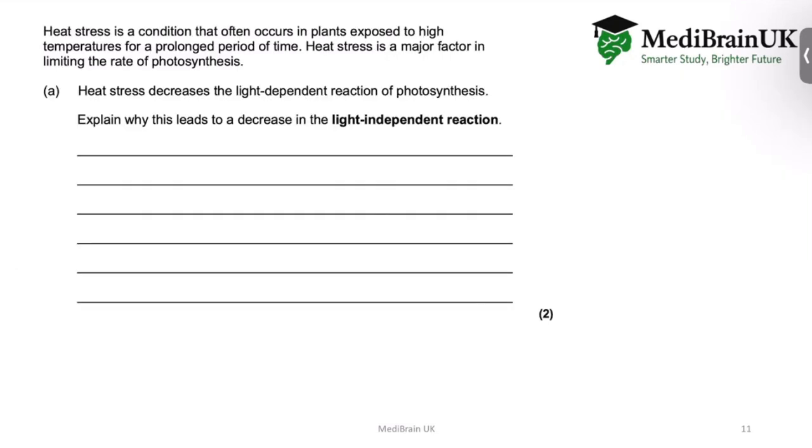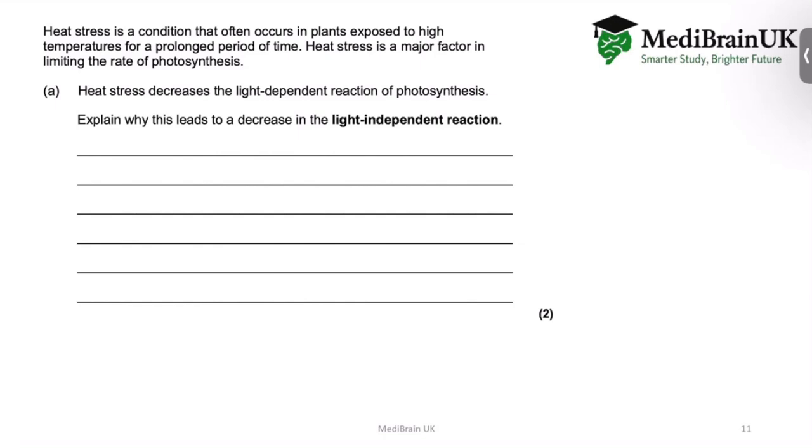Okay, so final question for today. It says heat stress is a condition that often occurs in plants exposed to high temperatures for a prolonged period of time. Heat stress is a major factor in limiting the rate of photosynthesis. Heat stress decreases the light-dependent reaction of photosynthesis. Explain why this leads to a decrease in the light-independent reaction. So these are common application questions that you could be asked.